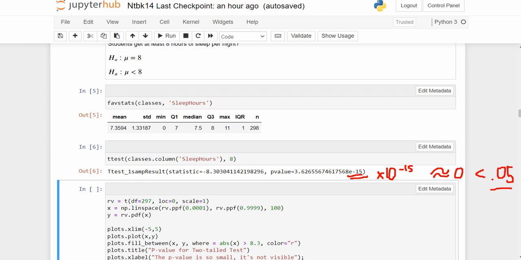right? So if it's less than 0.05, we are going to reject the null, which means that our conclusion is that mu, which is the average amount of hours of sleep per night that students get, is in fact less than 8. We are going to say that we have evidence for the alternative. Why did we reject the null? Because the p-value was very, very close to 0, and specifically was less than our alpha.